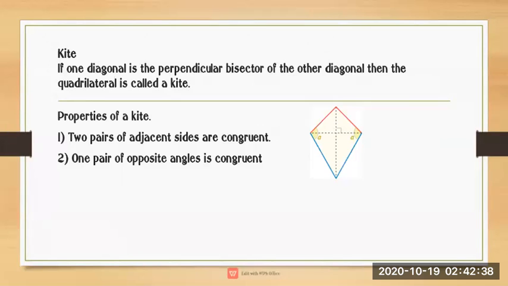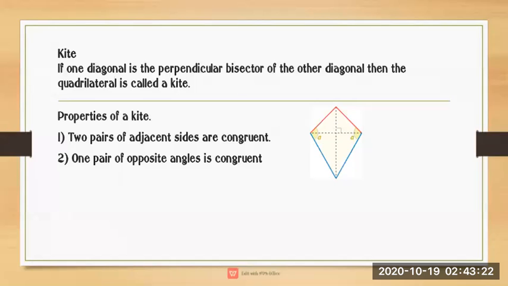Now the next type is kite. You can see the figure also, it looks like a kite. Now what is a kite? The definition of a kite is: if one diagonal is the perpendicular bisector of the other diagonal, then the quadrilateral is called a kite. Kite means one diagonal is the perpendicular bisector of the other diagonal. That quadrilateral we call a kite.